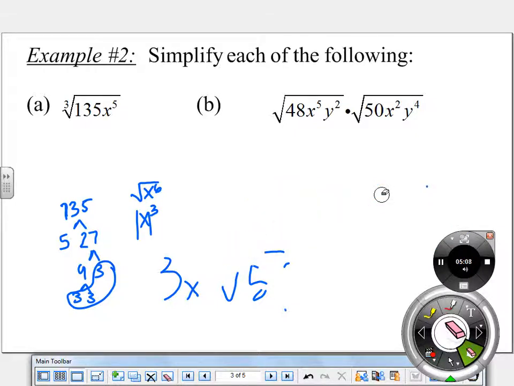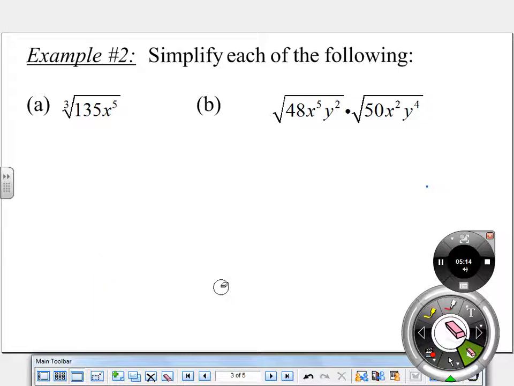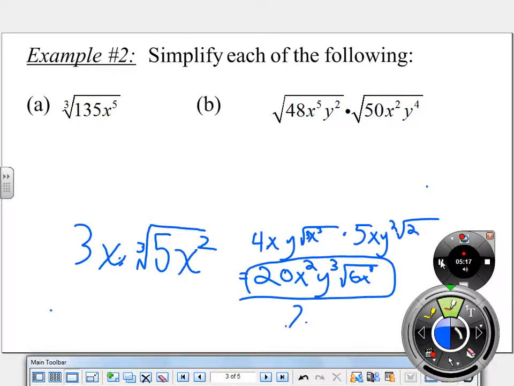All right, go ahead and do parts A and B. Okay, so let's check, see if we agree. All right, so first of all, agreements, comments, questions on why this radical would simplify with 3x outside of the cube root and 5x squared still inside of the cube root.